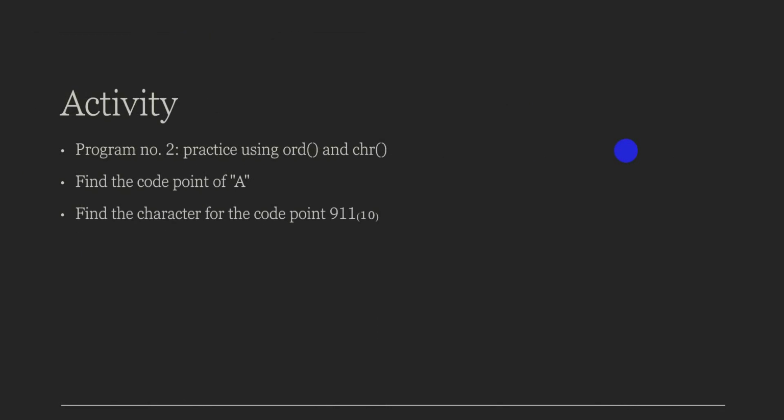Lastly is the activity for this meeting. We are going to create program number 2 to practice using ord and chr. In this program, I want you to find the code point of capital letter A and find the character for the code point 911, which is in decimal format. So create a code that can figure out the code point of A and the character for code point 911, and then put it in the program number 2 channel.